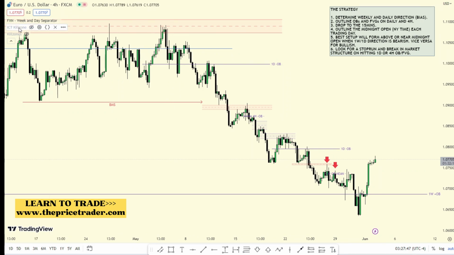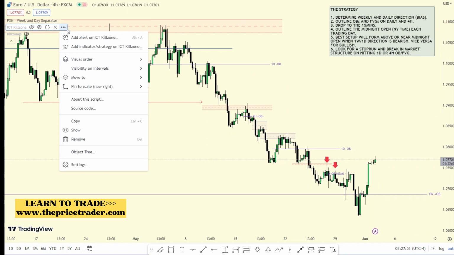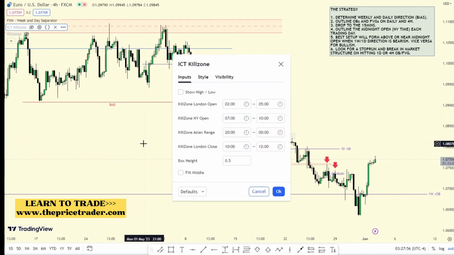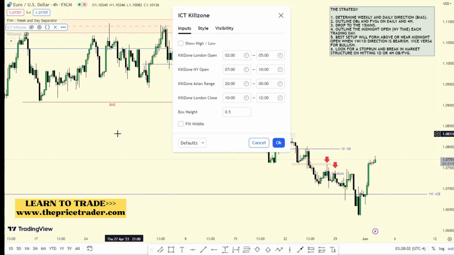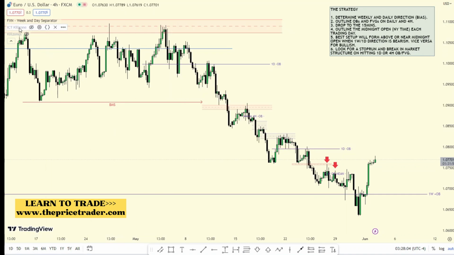I also have another one. It's called ICT kill zone. I think this is the main indicator we're going to be using. Yeah, so this is how it looks like. So make sure you get the right indicator. It's called ICT kill zone, so you can go and search for it in the indicators.